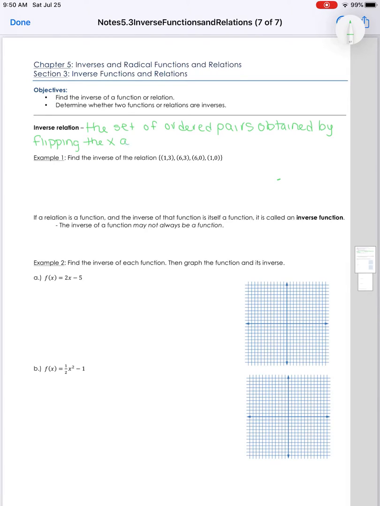So 5.3 is now going to talk about inverses. When we talk about an inverse relation, that is the set of ordered pairs obtained by flipping or exchanging the x and y coordinates.